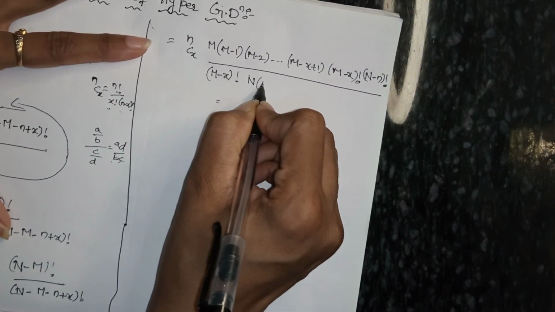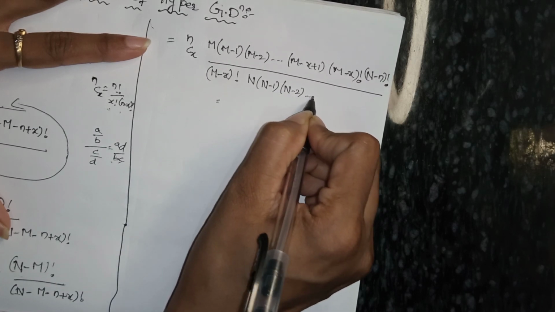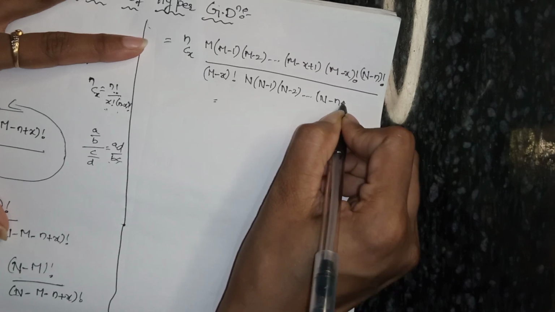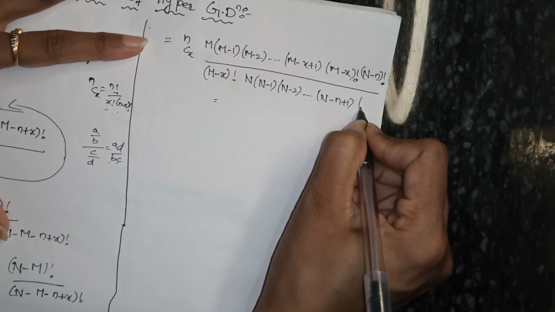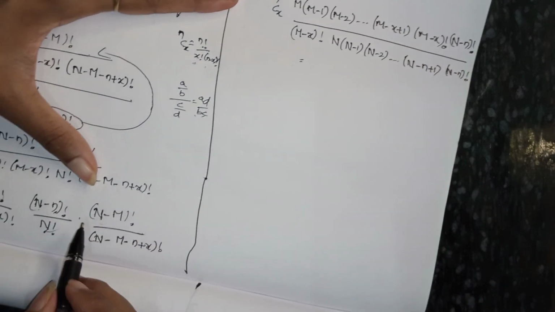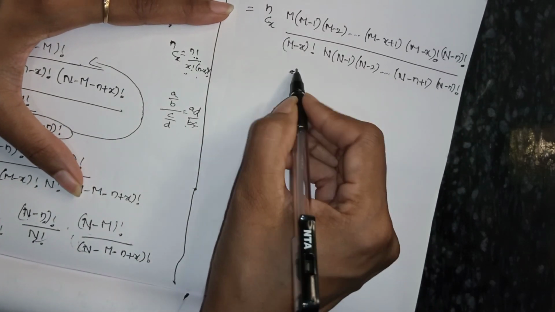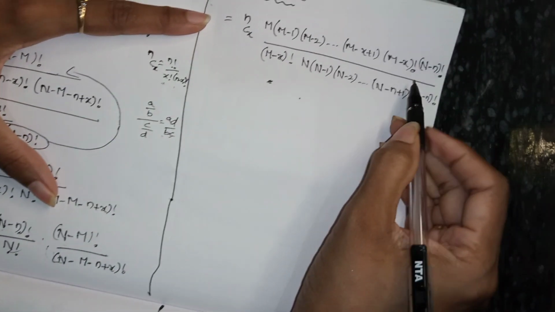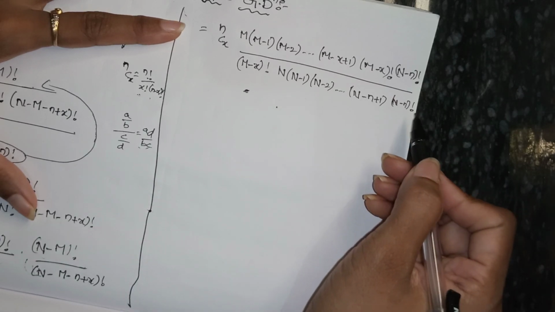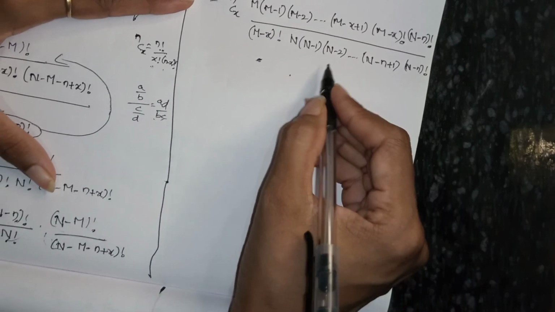N into n minus 1 into n minus 2 and so on. What we'll get is n minus n plus 1, and the next is nothing but n minus n factorial only. Okay, so now we are going to expand this one. After this one the next step you can continue. Here I am not having place, that's why I am writing down. This is the same step.